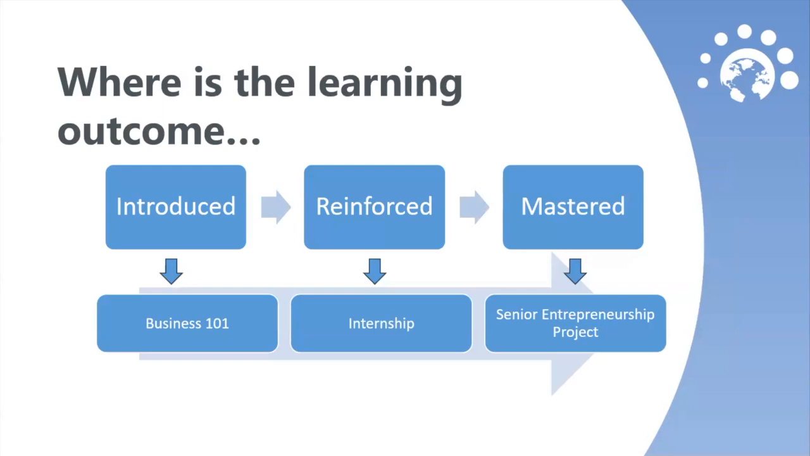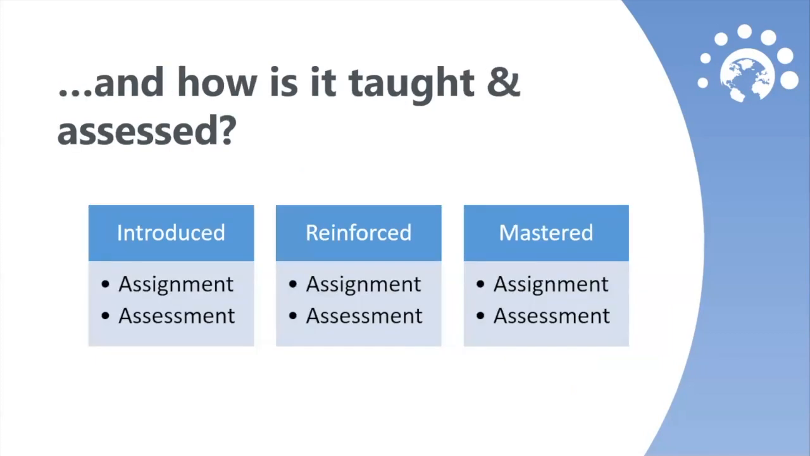A curriculum map tells us where the learning outcome is introduced, reinforced, or mastered, such as introduced in Business 101, reinforced during the mandatory summer internships, and finally mastered during the Senior Entrepreneurship Project. Deeper into the curriculum map, we also learn what assignments are used to introduce, reinforce, and master the outcome, and how we assess the mastery of those skills at each of those stages.